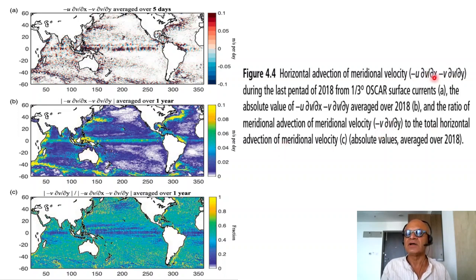So this is minus v dv/dy divided by this term, and in C we are looking at the absolute values, so it's the magnitude of minus v dv/dy divided by the total. Okay, so just to tell you that the gradients of meridional velocity in the zonal and meridional directions tell you how the advection term, the horizontal advection of meridional velocity, looks.